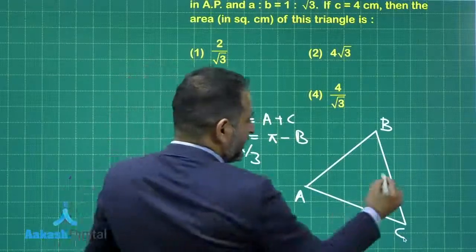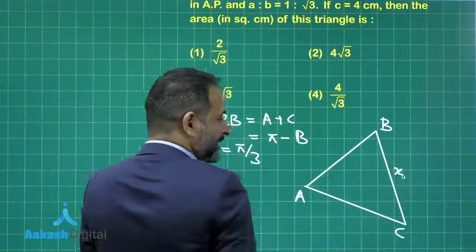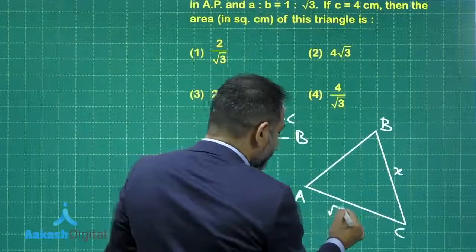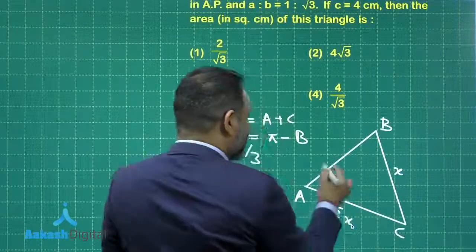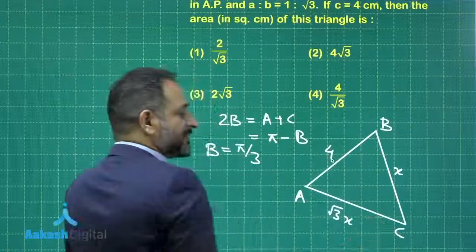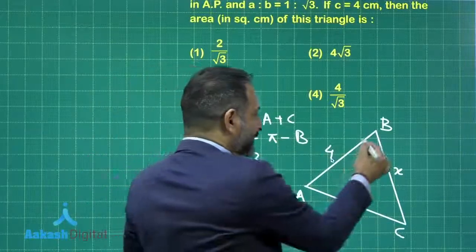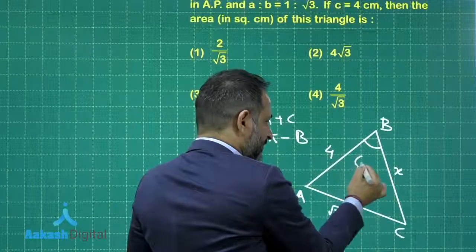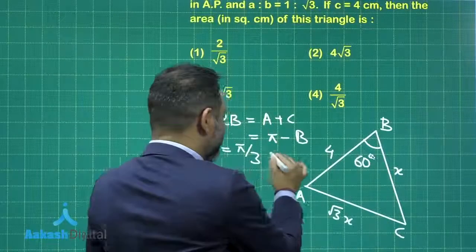That means if the side a is x, then the side b will be root 3x, and we are given side c that is equal to 4. Now this angle B is 60 degree. This is what we have to find out.